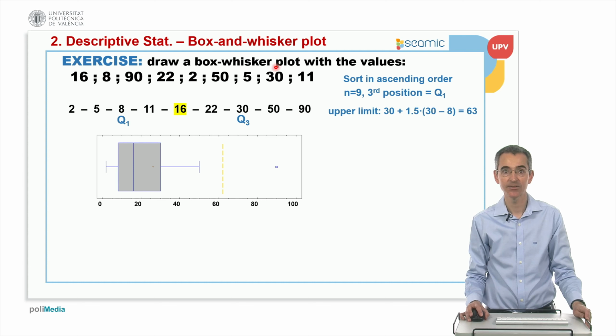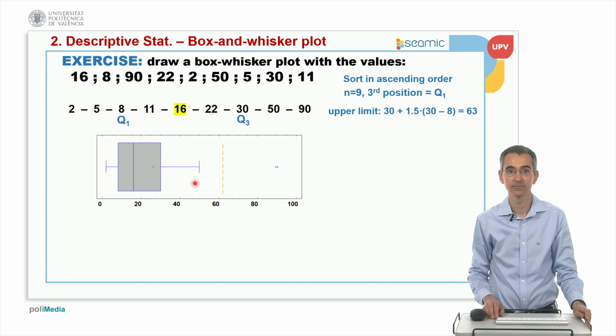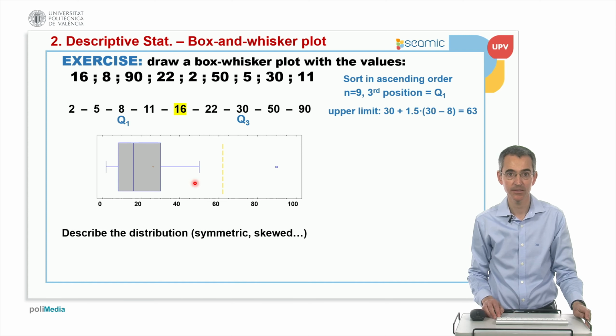Now I go to the second highest. The second highest is 50. 50 is here, as it is on the left of the imaginary limit. It is the end of the right whisker. So the minimum is 2, and 8, 16, and 30 are used to build the box. So this is the box and whisker plot.